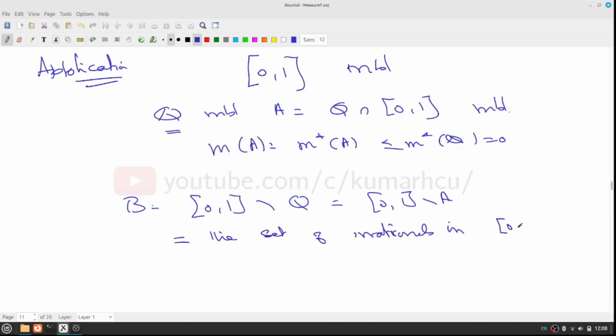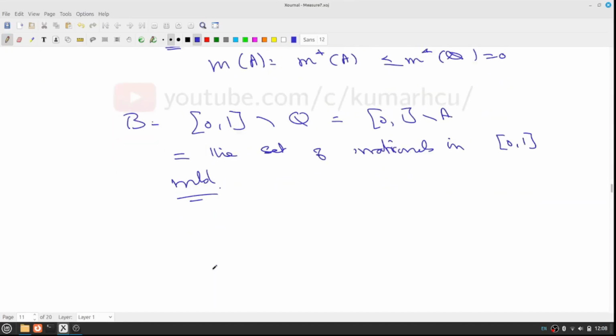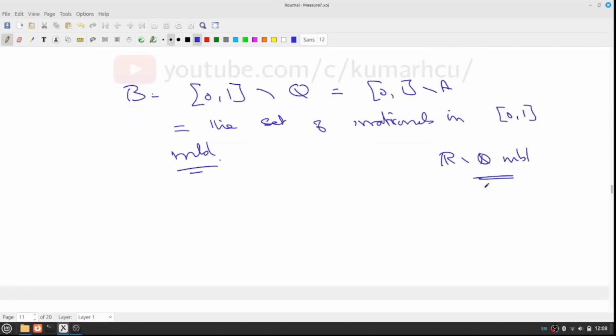In [0, 1], I know this is measurable. Remember, in the last session we proved R minus Q is measurable, that is, the set of irrationals is measurable. Now I am saying the set of irrationals in any interval is going to be measurable. I gave the proof in [0, 1], but the proof is the same. Now what I want to know is what is m of B.